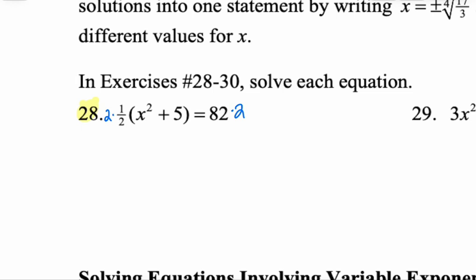So then we don't have a fraction to worry about. 1/2 and 2 multiply together to give us 1. I suggest if you have fractions, multiply through by the common denominator. It's always going to make that equation look a little nicer to begin with. And we're left with x squared plus 5 is equal to 164.